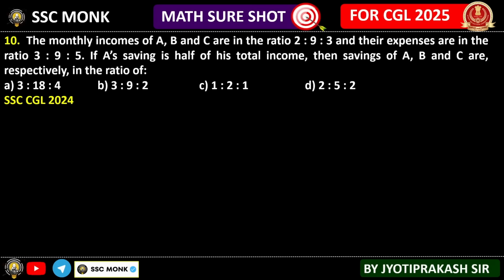Next. The monthly incomes of A, B, C are in the ratio of 2 is to 9 is to 3. Their expenses are in the ratio of 3 is to 9 is to 5. If A's saving is half of his total income, then the savings of A, B, C are respectively in the ratio of what? Now understand. A here, B here, C here. This is income, this is expenditure, this is saving.